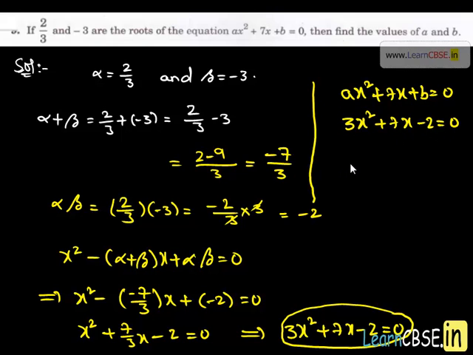On comparing the coefficient of x square, we get the value of a is equal to 3, and on comparing constants, we get the value of b is equal to negative 2. This completes our solution.